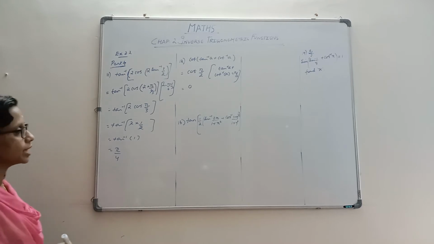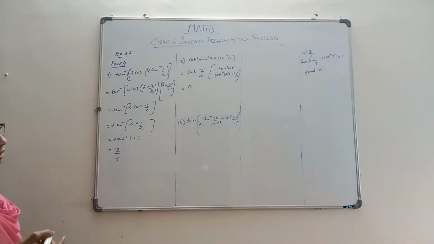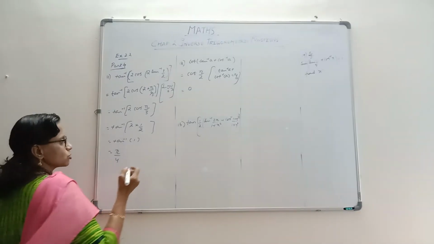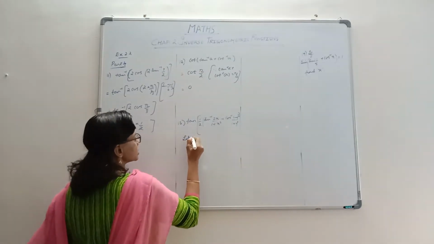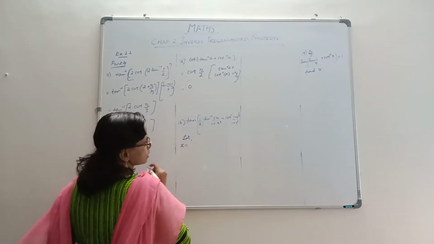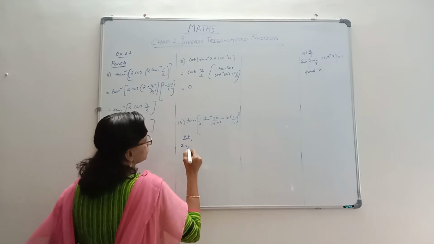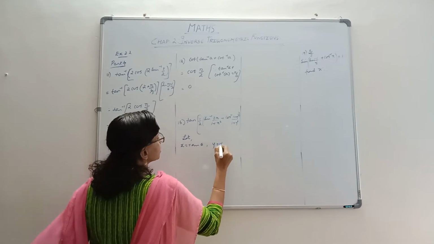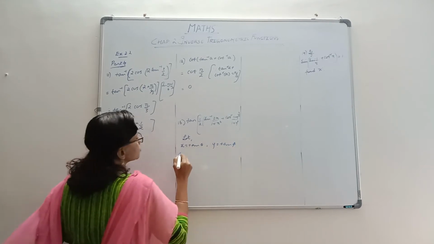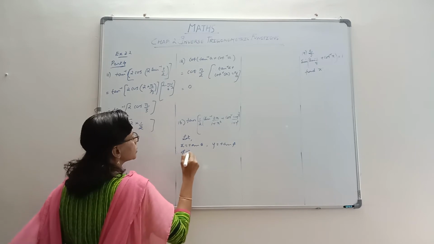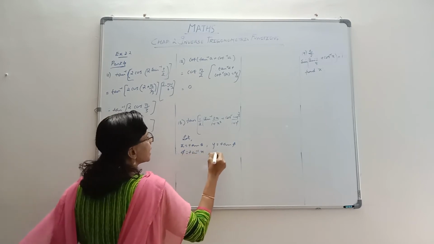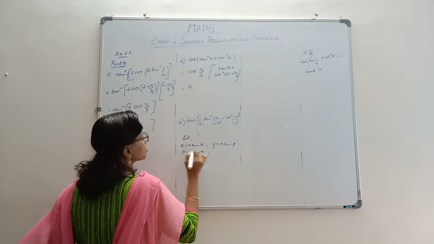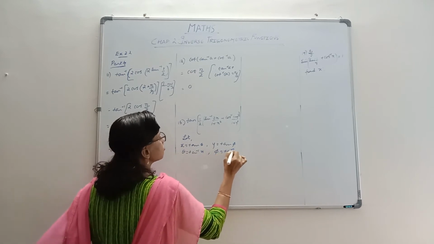Next question, they ask us to find out tan of half of sine inverse of 2x by 1 plus x squared plus cos inverse of 1 minus y squared by 1 plus y squared. In whatever way you do it, you should be able to get the answer. So to make the work easy, let's call x as tan theta and y as tan phi. Therefore theta is tan inverse of x and phi is tan inverse of y.